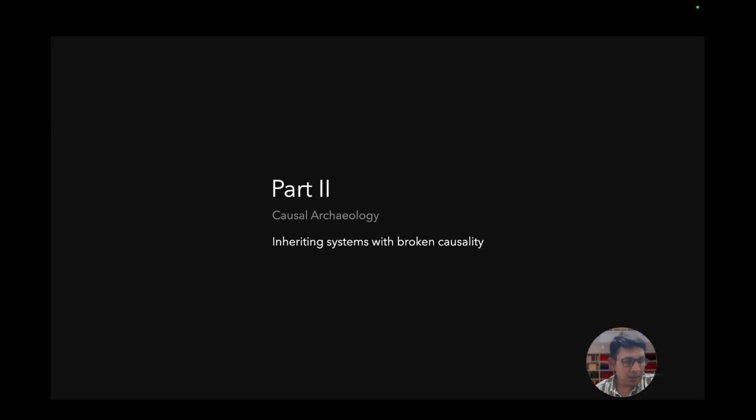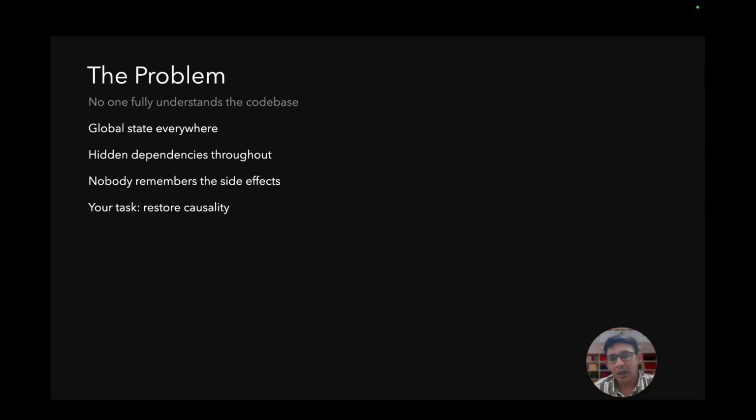Now, let's move on to the other hard case where you've inherited a system where causality is already broken. You join a team, the code base has been evolving for years. Nobody fully understands it. There's no documentation of the causal structure, global state everywhere, hidden dependencies throughout, functions with side effects that nobody remembers. Your task is to restore causality, make the system understandable again. This is causal archaeology. You're excavating the causal graph from artifacts.